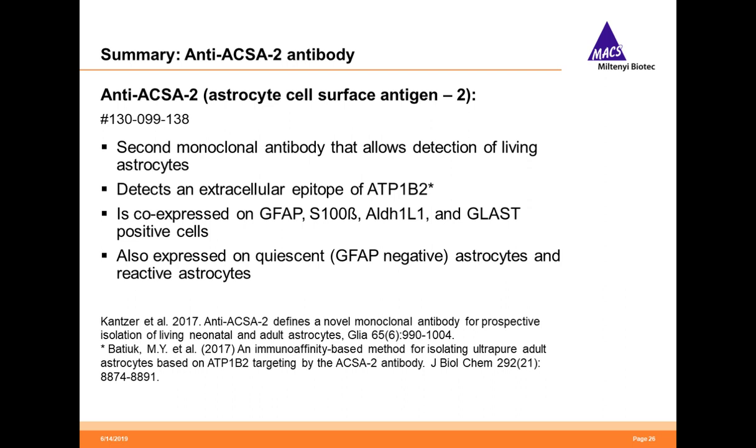So as a summary for the anti-AXA2 antibody, we can say that this was our second monoclonal antibody that allows detection of living astrocytes. This antibody detects an extracellular epitope of ATP1B2, and it is co-expressed on GFAP, S100 beta, ALDH1L1, that was also analyzed, and GLAST-positive cells. So it's also widely expressed on astrocytes. And we could also show that this marker is expressed on quiescent GFAP-negative astrocytes and reactive astrocytes. So the anti-AXA2 antibody can be used as an antibody to label, in principle, all astrocytes in the brain.